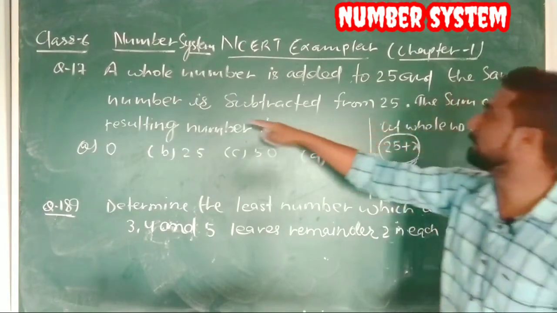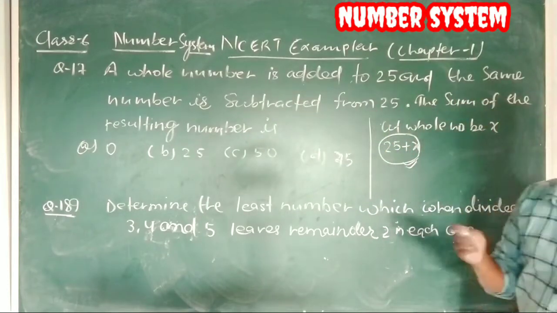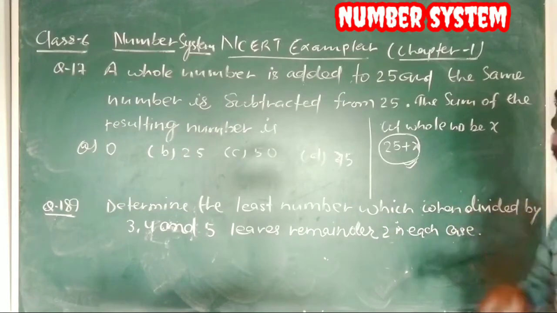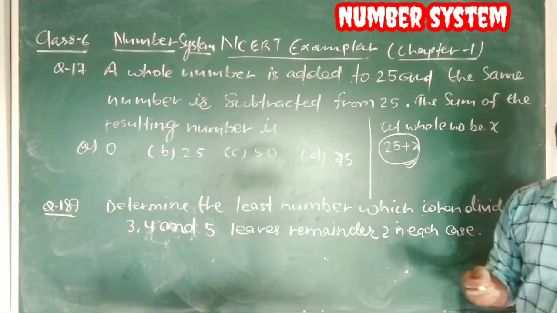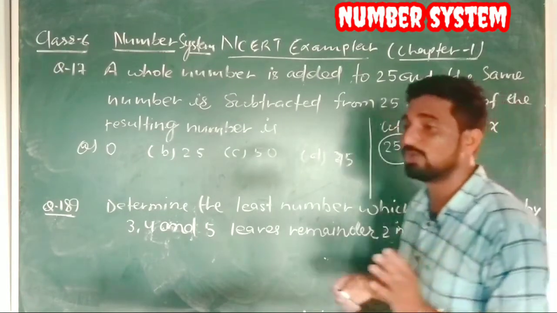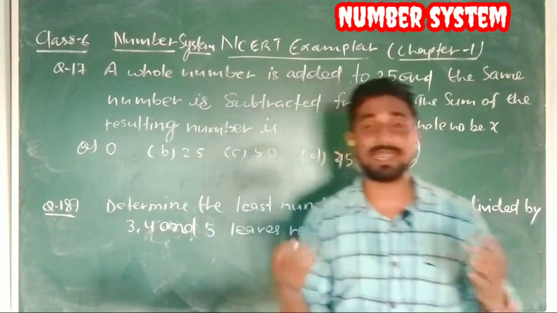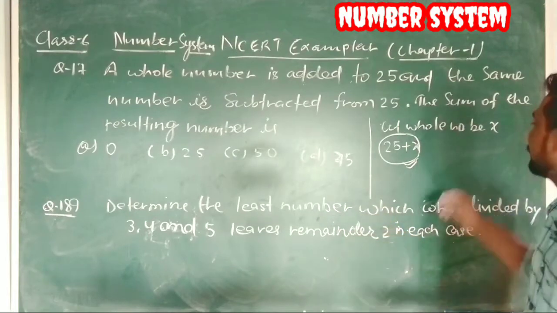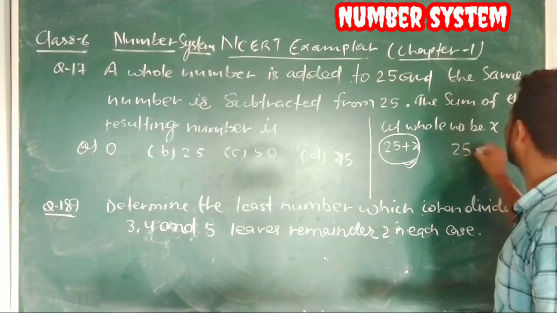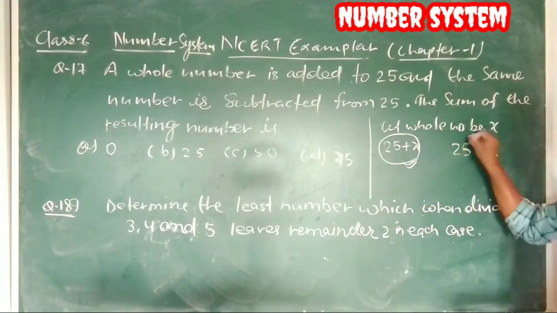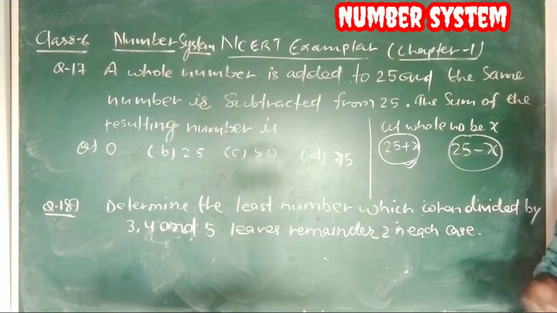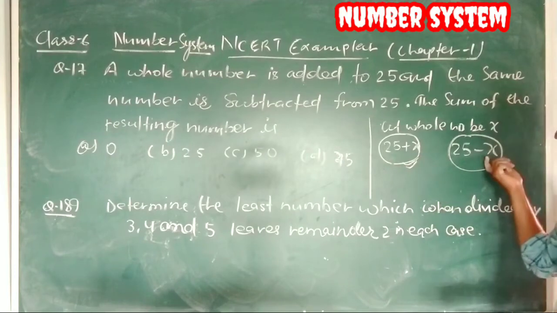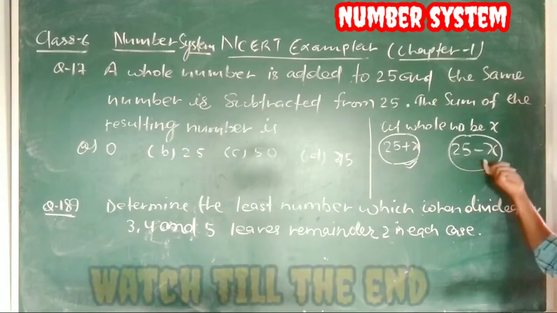Now again, the same number is subtracted from 25. Same number means the whole number x that we considered. So x will be subtracted from 25. Then what will be the answer? The same condition applies in subtraction also: subtraction is between like terms only. So 25 and x are different things. If you subtract x from 25, it will be written 25 minus x. x was added to 25, so it is 25 plus x. Now x is subtracted from 25, so 25 minus x.